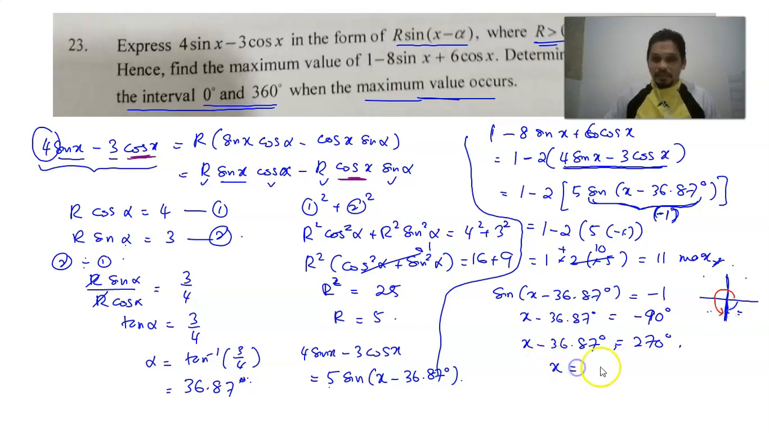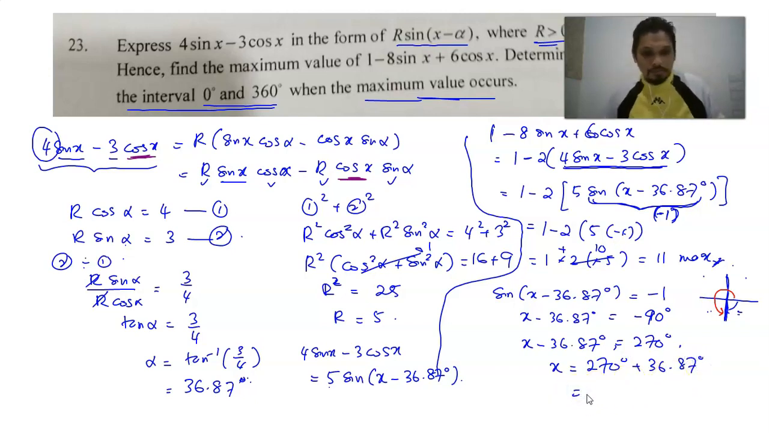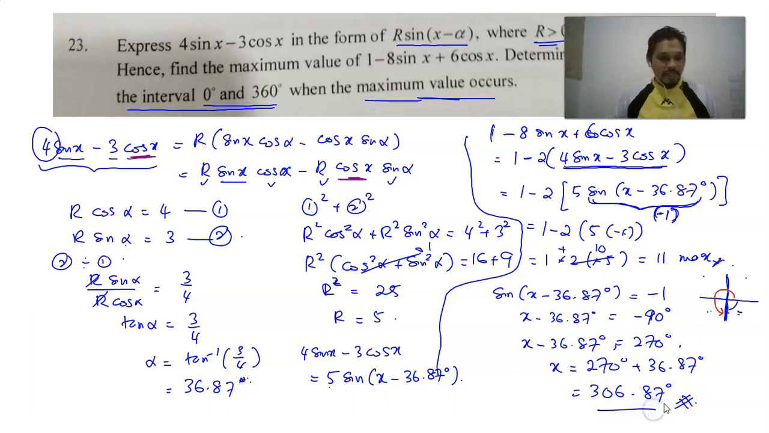So it lies on the border of the third and the fourth. Then x equals 270 degrees plus 36.87 degrees, equals 270 plus 36.87, equals 360.87 degrees. Okay, that is the solution for question number 23.